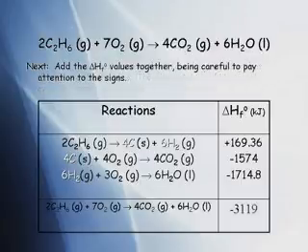Once we've added the reactions together and ended up with the same reaction equation as the one that we're interested in, we need to add the enthalpy of formation values together, being very careful to pay attention to the signs. So we're going to add positive 169.36 kilojoules plus negative 1574 kilojoules plus negative 1714.8 kilojoules. When we do that, we get negative 3119 kilojoules as the heat of combustion or heat of reaction for the combustion of ethane, C2H6.